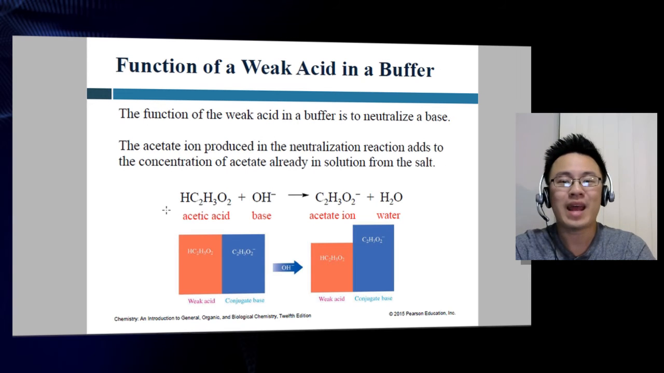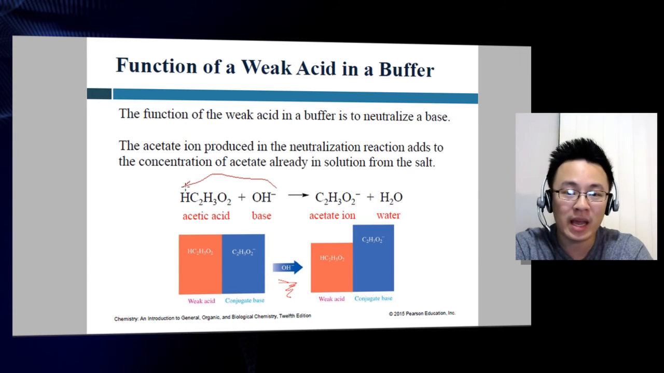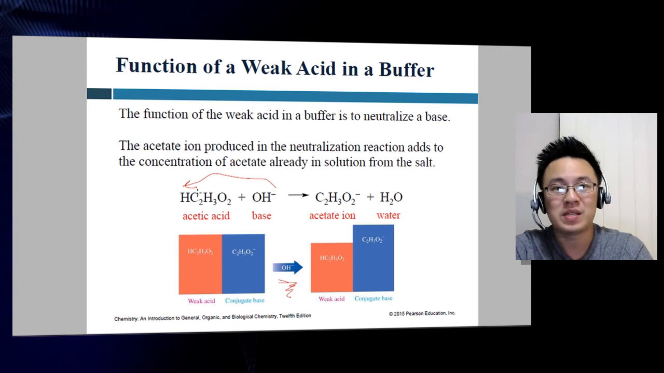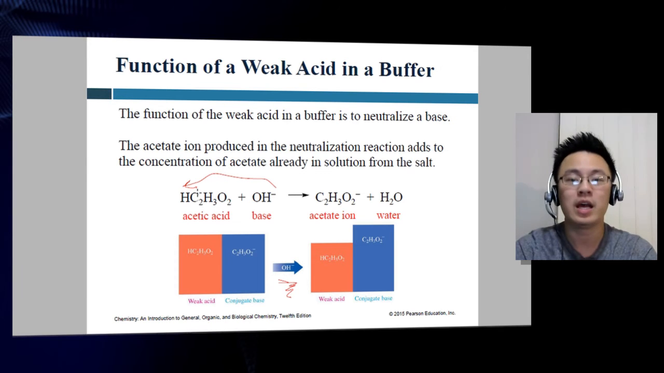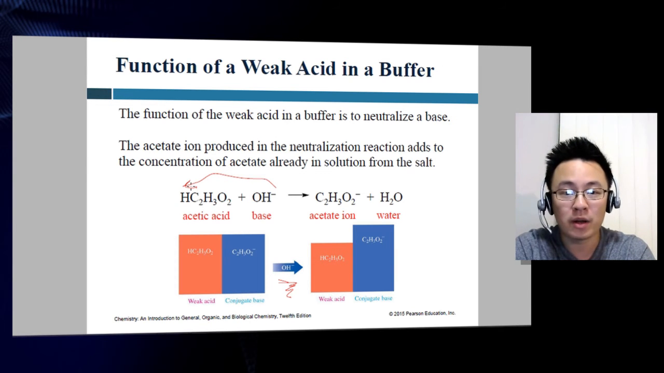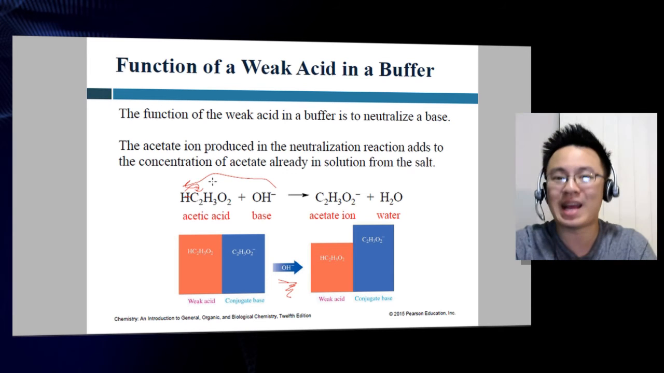Now, the function of a weak acid in a buffer is to neutralize the base. The acetate ion produced in the neutralization reaction adds to the concentration of acetate already in solution from the salts. As you can see, we have an equal concentration of acetic acid and the base. And when we add the hydroxide ion into solution, the hydroxide ion is going to steal away that hydrogen atom from the acetic acid, because again, it's an acid, it likes to dump hydrogen ions into solution, and therefore that bond of electrons is going to come back onto acetic acid, therefore producing that acetate ion.